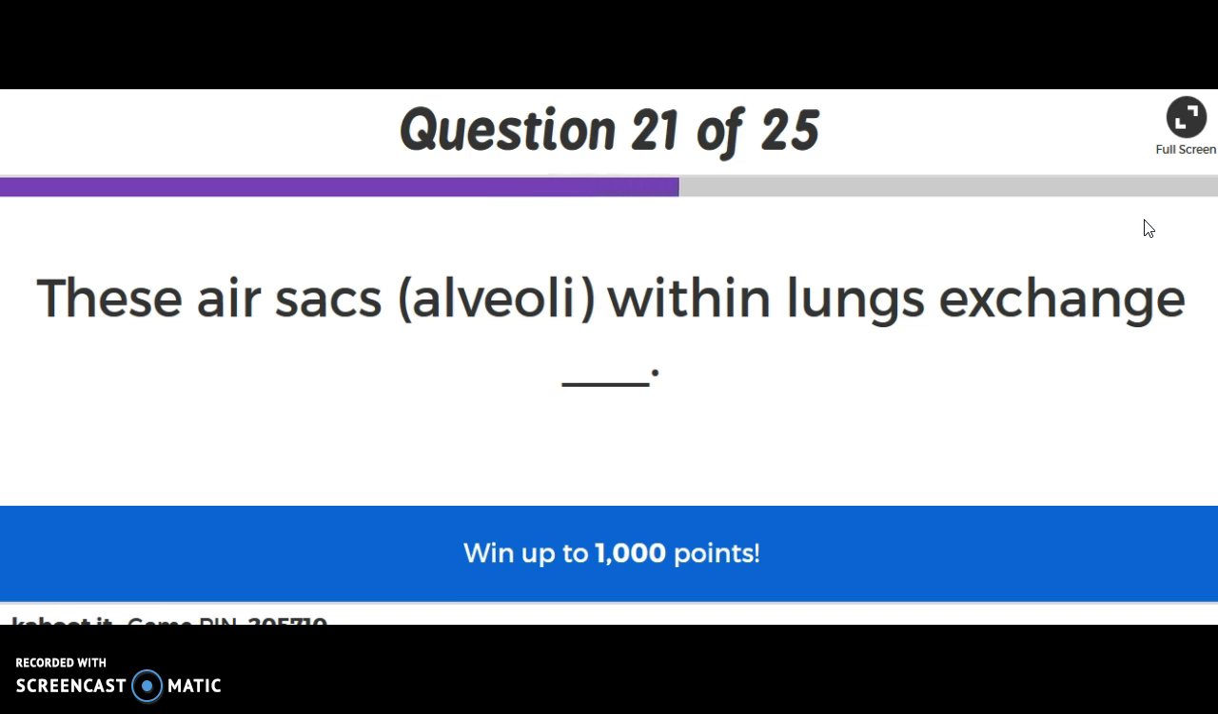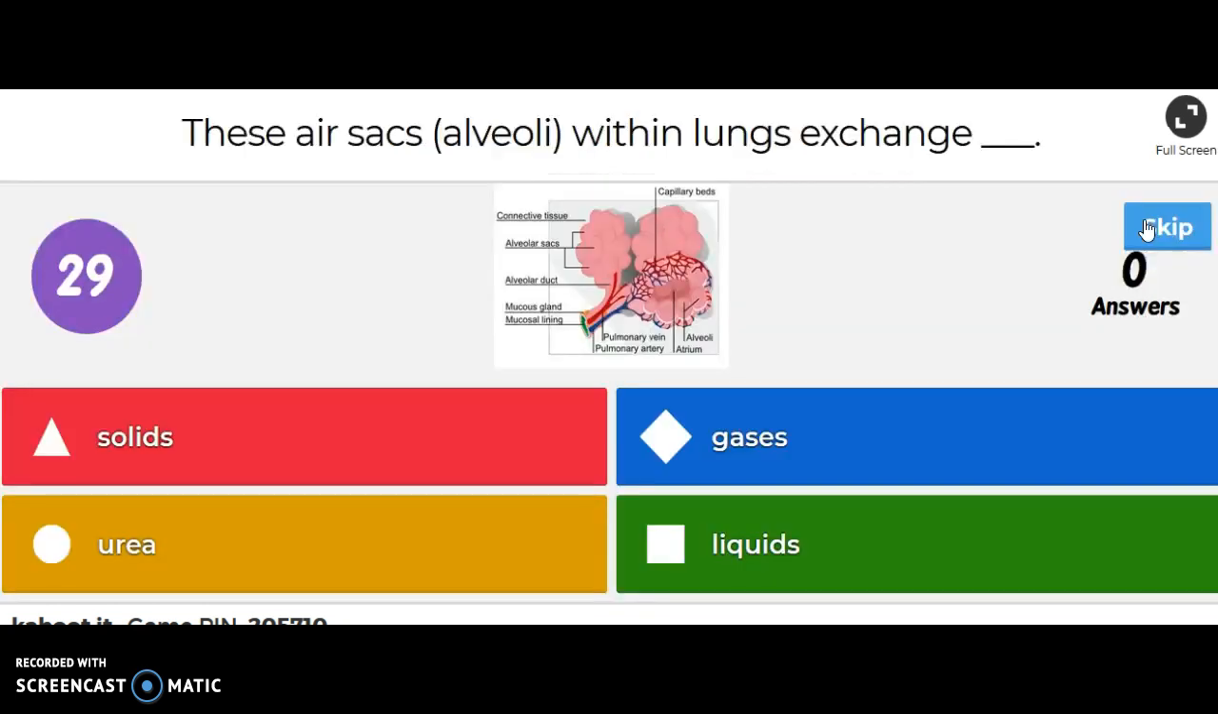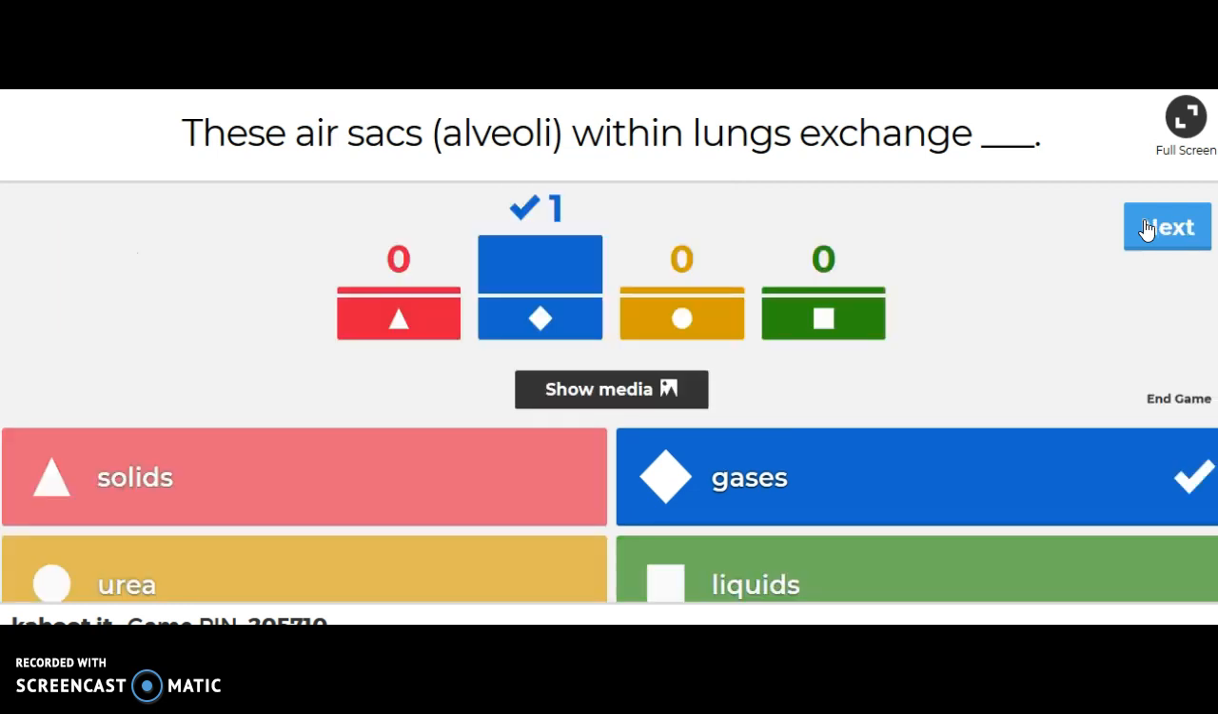These air sacs or alveoli within the lungs exchange what? So they take in something and get rid of something. That's what we mean by exchange. And they are taking in oxygen, yes, and getting rid of carbon dioxide. So that's gas exchange. Those are gases.